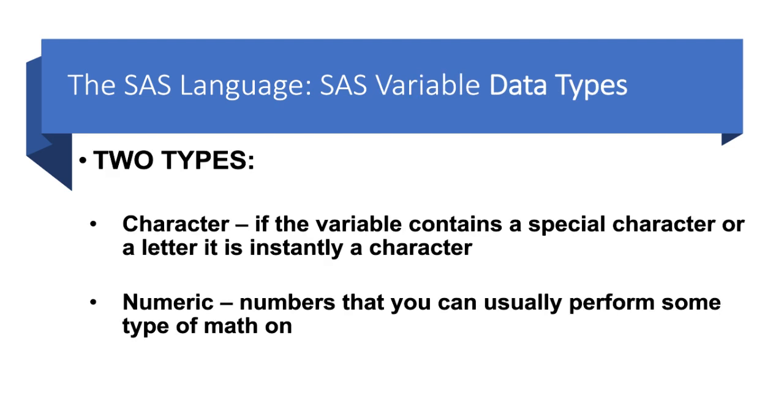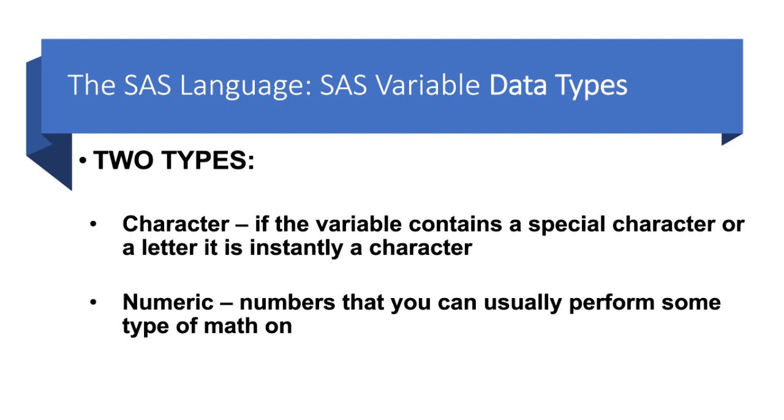Now, within the SAS data sets, there are two types of variables. So remember, those variables are the columns. There's a character variable, where any value that has a special character, like an exclamation point, or a letter, is instantly a character variable. Numeric variables are numbers that you can usually perform some type of math on.